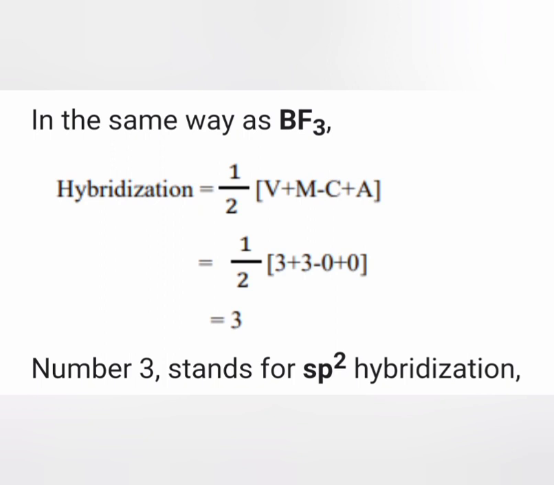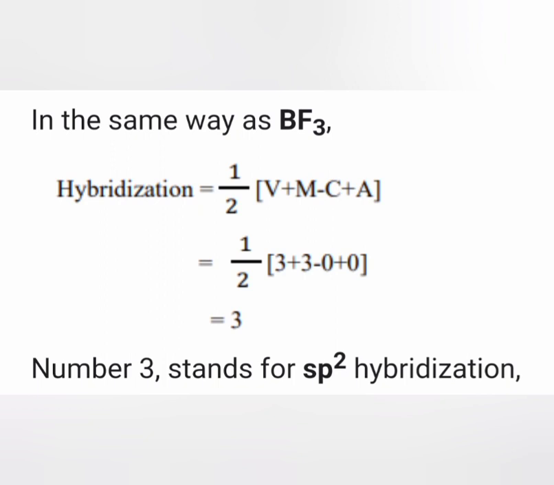In BF3, we know the atomic number of boron is 5. That means in the valence shell we have 3 electrons. So in place of V, we will put 3. Similarly, there are 3 attachments of F. That means the number of monovalent atoms is again 3. There is no charge, so the charge on cation is 0, and the charge on anion is 0.